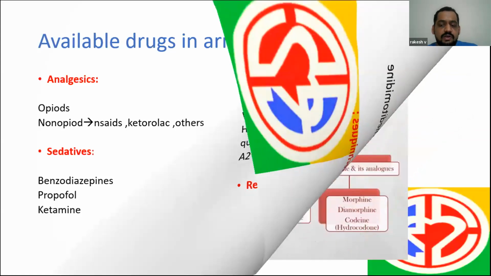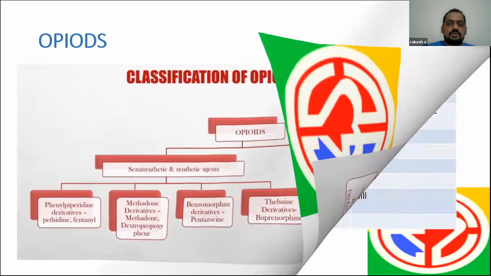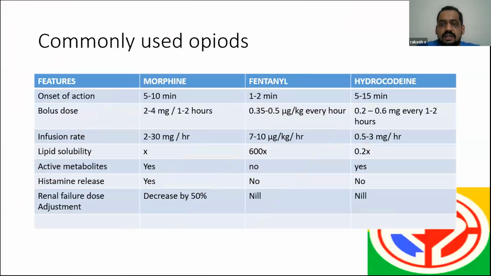So, classification. When it comes to opioids, the most commonly used opioids are fentanyl, morphine, and hydrocodone here. Fentanyl is the most commonly used opioid because of its highest degree of lipid solubility, and there are no active metabolites, no chances of histamine release, and no requirement of renal dose adjustments. But morphine is less lipid soluble. It also comes with some active metabolites, and there is a histamine release action with morphine. And you need to decrease the dose by 50% whenever there is an AKI.